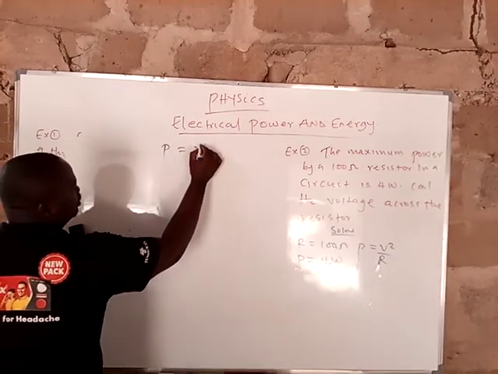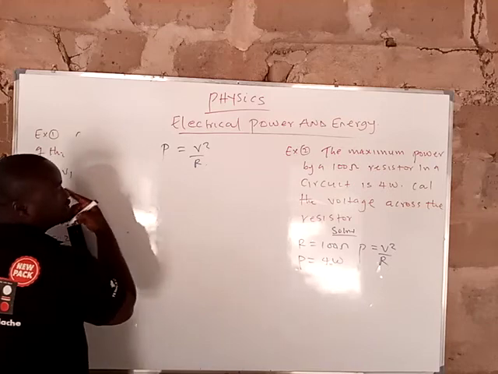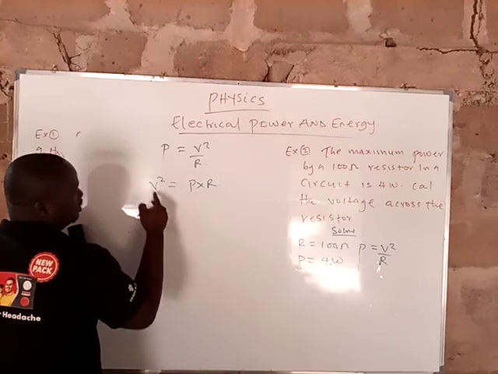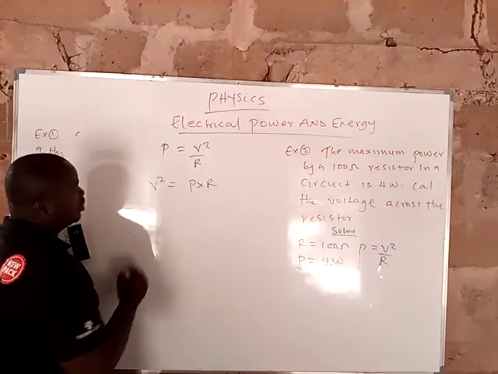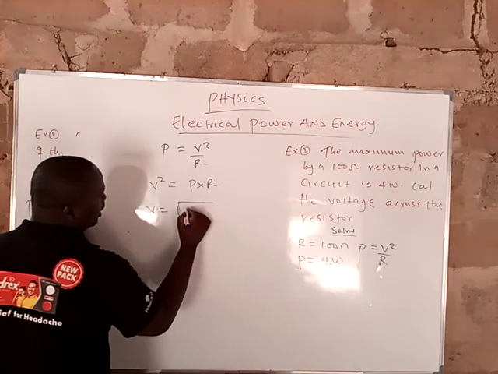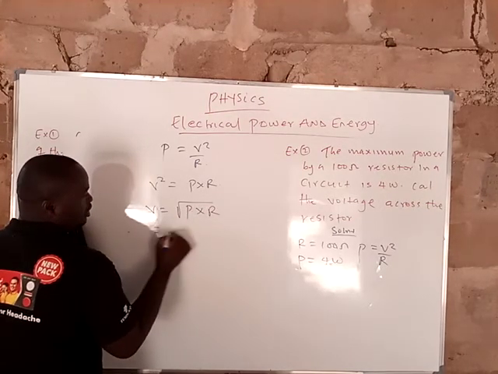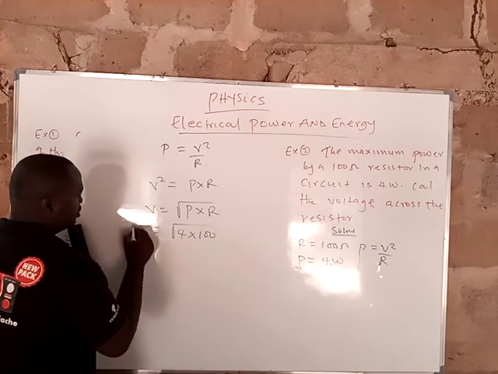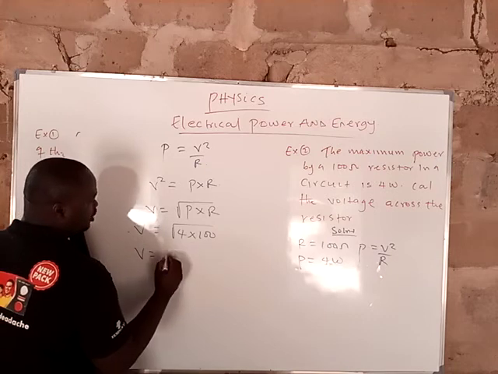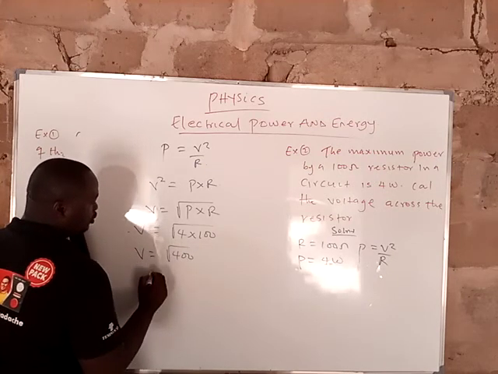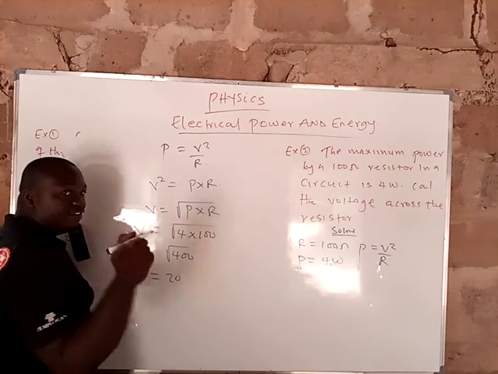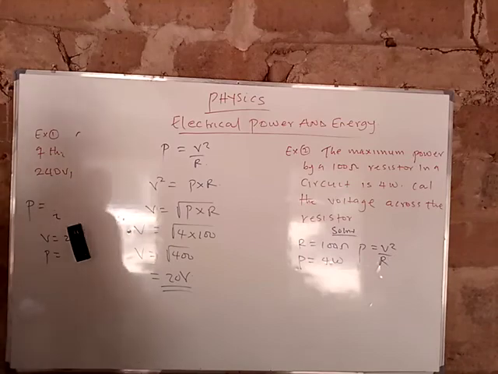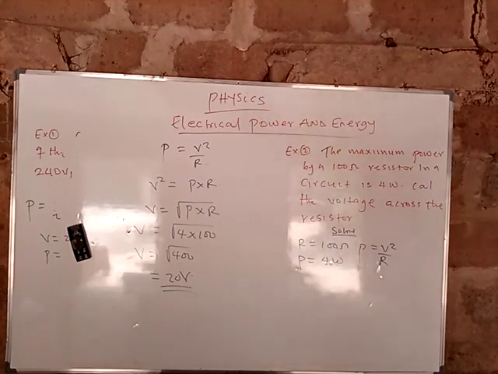We have P equals V square all over R, and they ask us to calculate V. So V square is P times R. But what we are asked to calculate is V, not V square. So V is equal to the square root of P times R. Now you have 4 times 100, which will give you 400. And the root of 400 is 20. Never forget the SI unit in physics. This is volts, and then your answer is 20 volts.